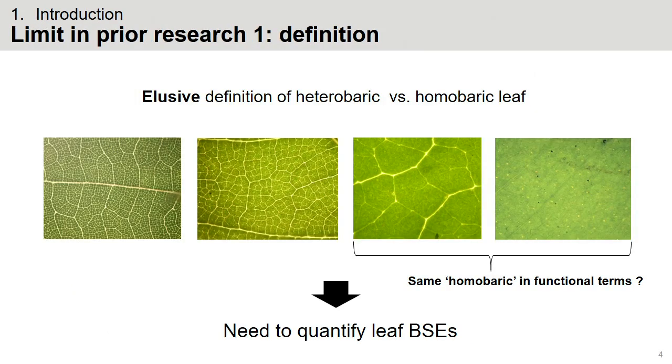But there are two limits in primary studies. First is about definition. Ecologists really like the dichotomy, like deciduous versus evergreen, but nature is more complicated than ecologists think. So there are many intermediate types between heterobaric and homobaric leaves, and we are not sure that the same homobaric species show the same functions. So, to know the functions of bundle sheath extensions, we need to quantify the leaf bundle sheath.